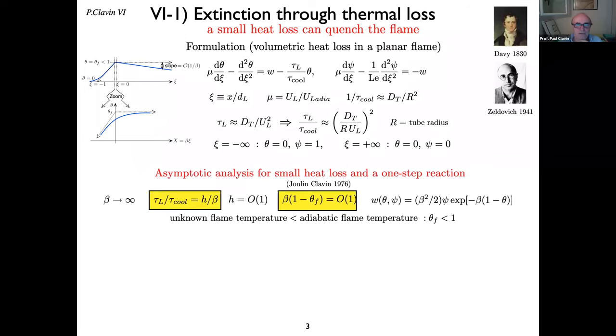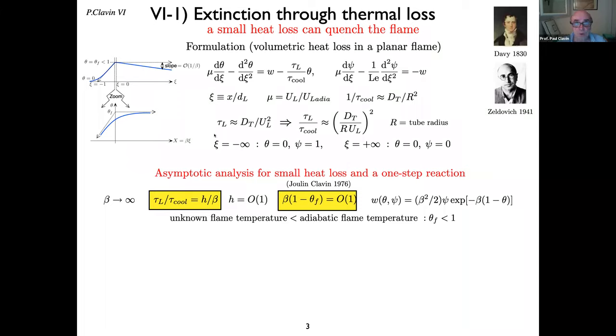But once again, one has to consider a distinguished limit, an asymptotic limit, in such a way that the coefficient measuring the relative rate of heat loss is small, is of order 1 over the reduced activation energy when the activation energy is large. So this is called a distinguished limit. This problem can be solved in the limit as Zeldovich did in 38 for the adiabatic flame. But this additional term, it can be solved.